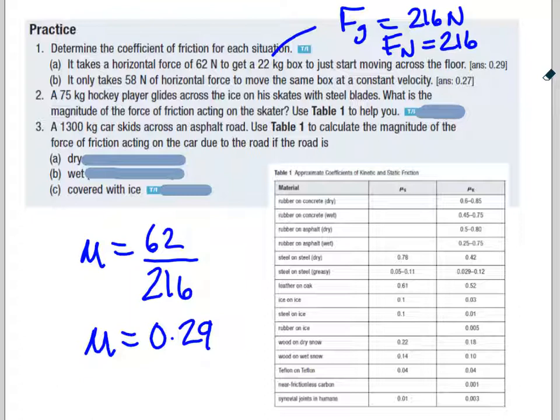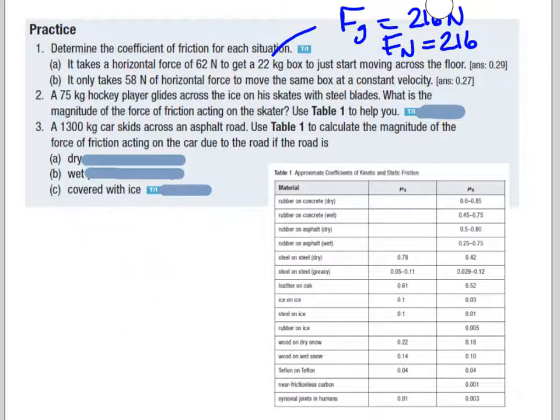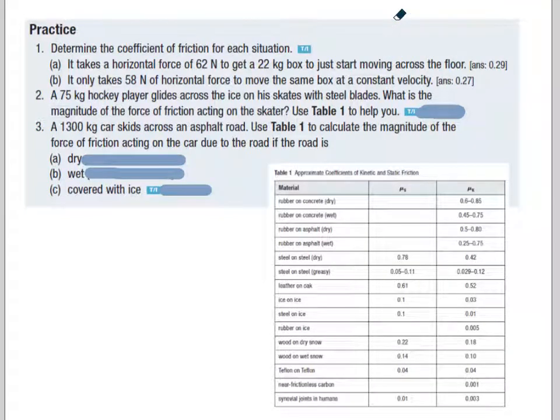Okay. Hockey player, 75 kilogram hockey player glides across the ice on his skates with steel blades. What is the magnitude of the force of friction acting on the skater? So you'd have to go down to this table down here, and let me just clear out some of my information. Okay, so we're going to have to go down and find steel on ice. There it is right there. Okay, and it says he's moving, glides, so we are working with a kinetic of 0.01.